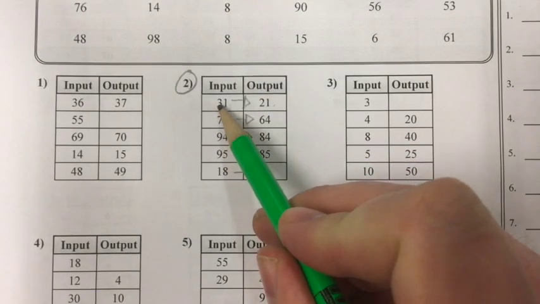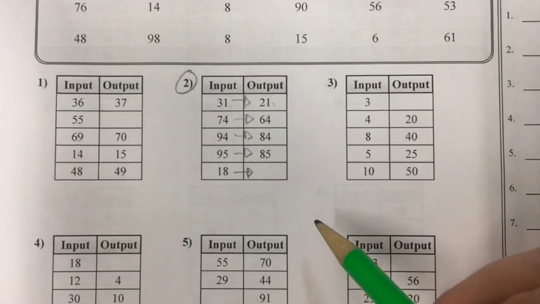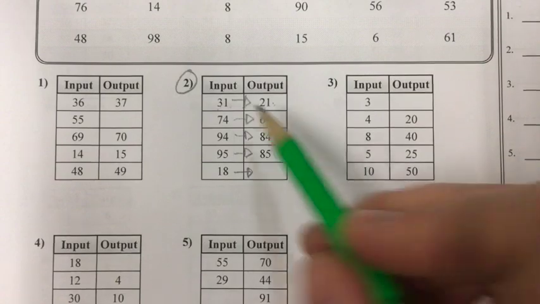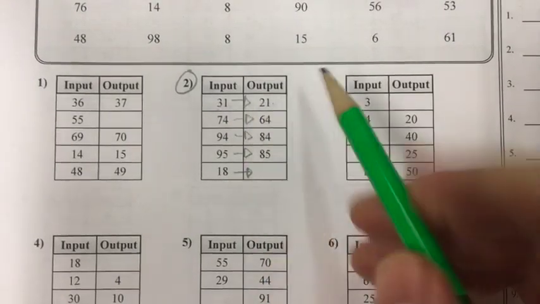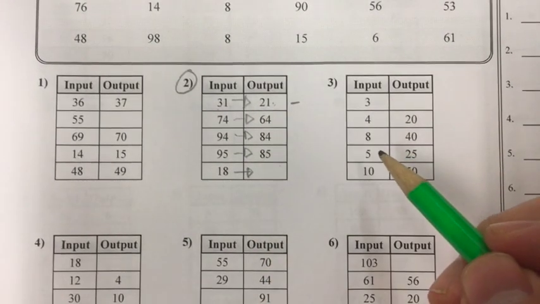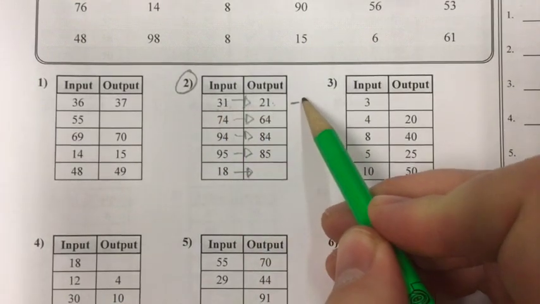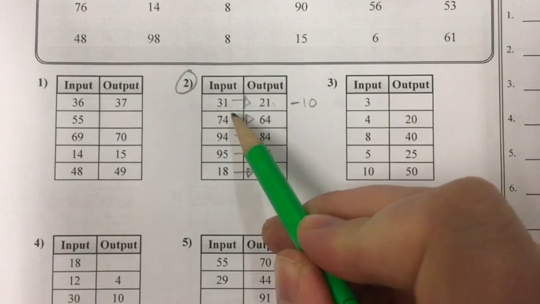So I'm going to look at 31, and I'm going to look at 21, and I'm going to say, okay, how do I go from 31 to 21? Well, obviously 21 is smaller than 31, so I'm probably going to take something away. So I bet there's a minus here. And so how far apart are they? Well, they're 10. So this would actually be taking away 10.